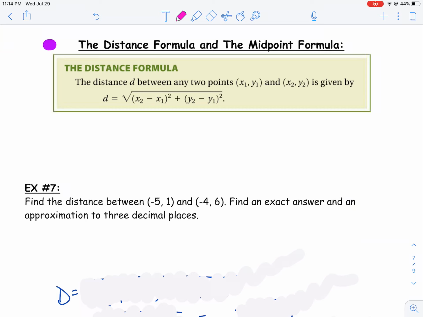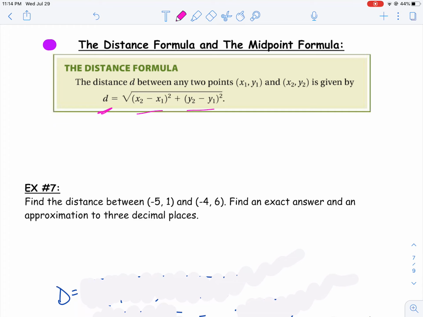In our last video in section 10.7, we're going to talk about the distance formula and midpoint formula. You might have seen this before in a previous class, but we can find the distance between any two points, (x1, y1) and (x2, y2), given this formula. What this formula really is, is just a fancy Pythagorean theorem.